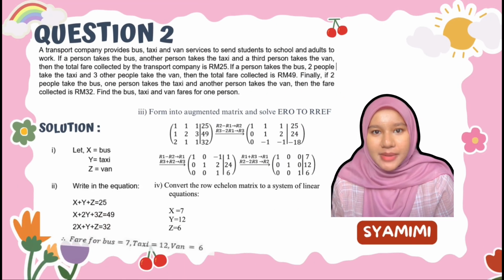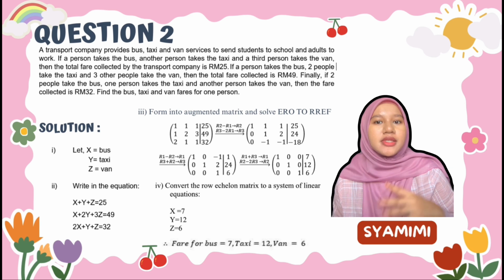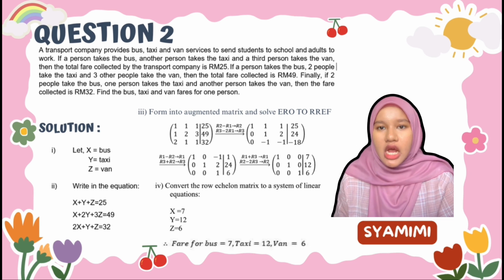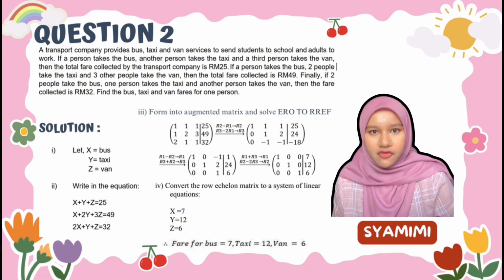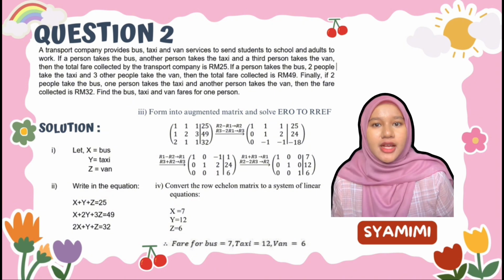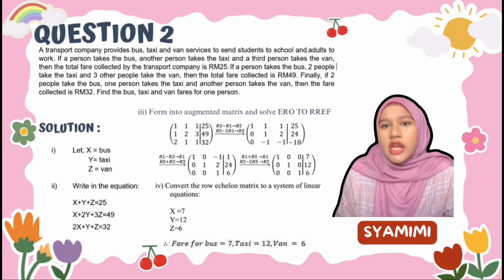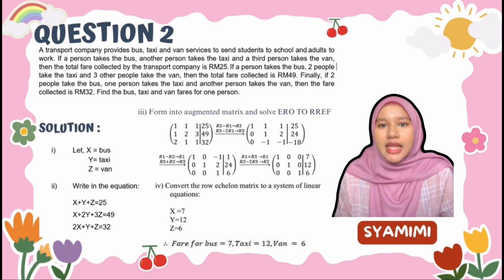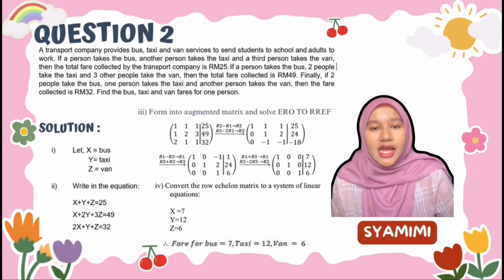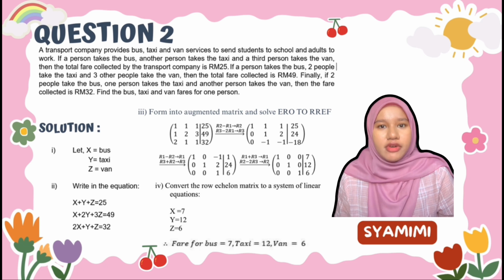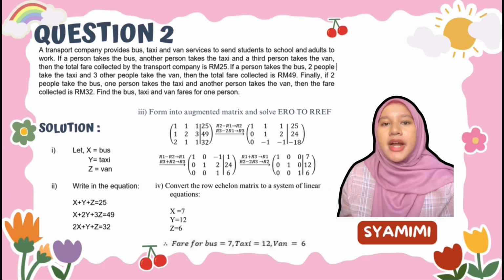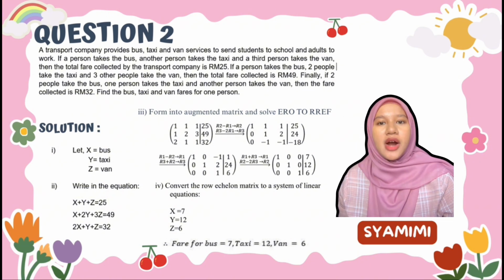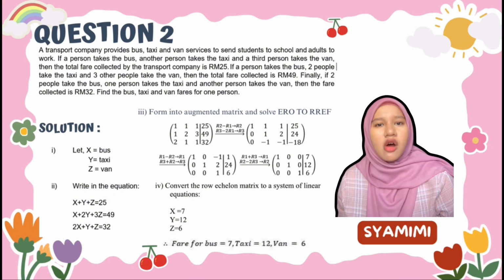A transport company provides bus, taxi and van services to send students to school and adults to work. If a person takes the bus, another person takes the taxi and a third person takes the van, the total fare collected by the transport company is RM25. If a person takes the bus, two people take the taxi and three other people take the van, then the total fare collected is RM49. Finally, if two people take the bus, a person takes the taxi and another person takes the van, then the fare collected is RM32. Find the bus, taxi and van fare for one person.